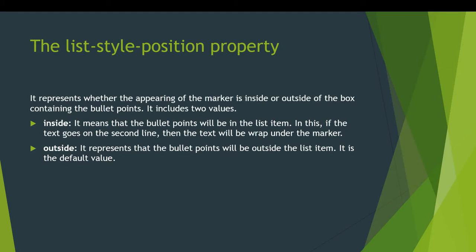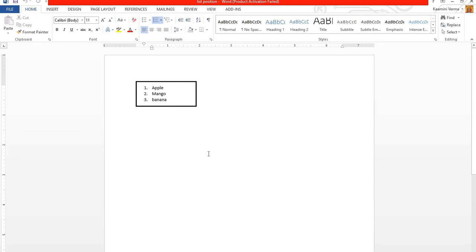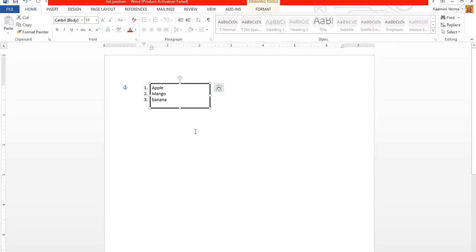I can explain this by taking just a word example. Let's see that. In this diagram, you can see a box, inside which I have created a numbered list. So, taking the example of the position value, if it is inside, it will lie inside the imaginary box, and if the value is outside, then the list will look somewhat like this. The numbers will be outside that imaginary box.